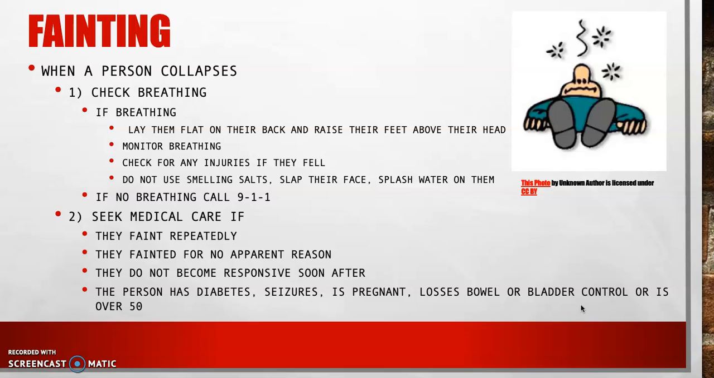If they fainted multiple times, then you need to call 911. Also call if there's no apparent reason for why they fainted. Apparent reasons would be if they hadn't eaten that day, if they were doing sudden exercise, or different things like that. If they saw blood, some people faint at the sight of blood. If they don't become responsive soon after they have fainted, you should call 911. And if the person has diabetes, seizures, is pregnant, loses bowel or bladder control, or is over 50, that would be a sign to seek medical care.